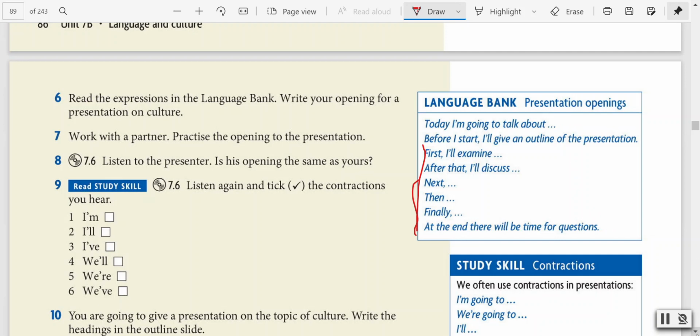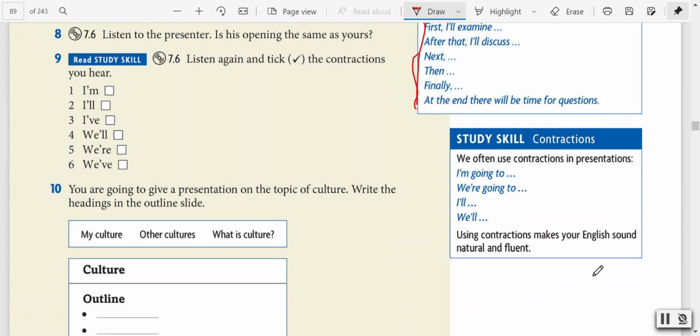And also in here we have collocations. We often use contractions, not collocations. Okay, we often use contractions in presentation. We use contractions for what? Contractions in our speaking to be natural and to speak like native speakers. We can use contractions while we are presenting our presentation or presenting our seminar.